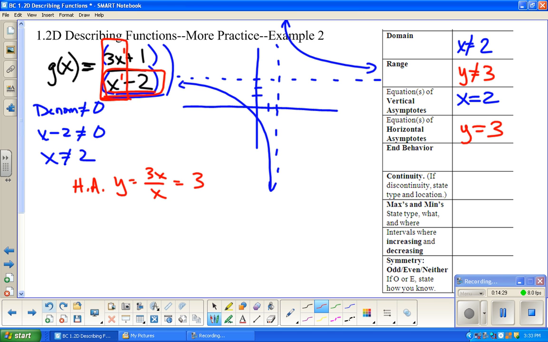When I go far, far, far to the left, as x approaches negative infinity, y approaches whatever this line is. Well, that's y equals 3. As x approaches positive infinity, y approaches whatever this line is. Hey, that's still 3. There is a very clear connection between these three.